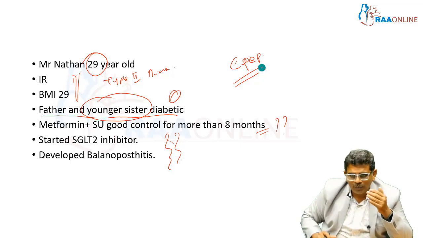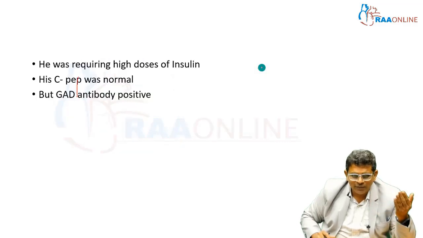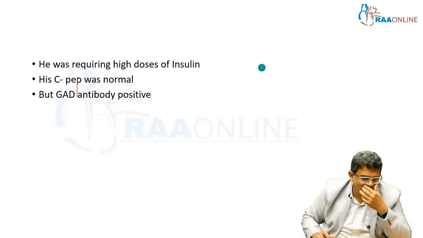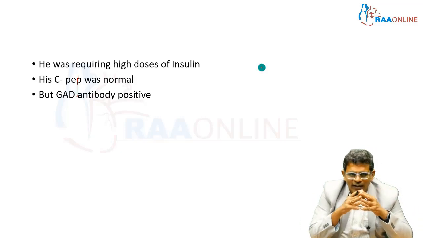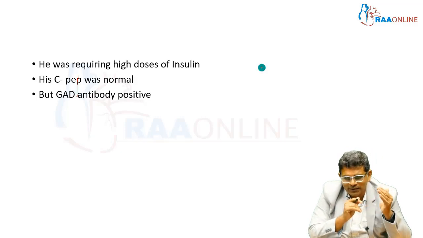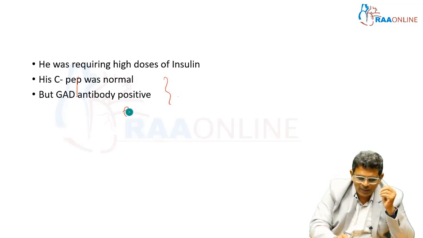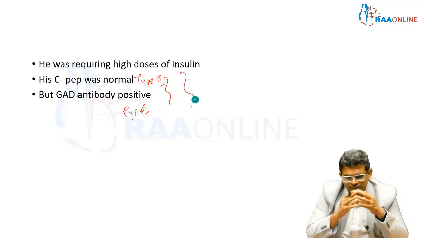But contrary to our belief, if the GAD antibody is positive, the C-peptide will be low, at least over a period of time. It may become negative. But if the C-peptide is positive, we don't expect the GAD antibody to be positive. So if the C-peptide is normal, the GAD antibody is unlikely to be positive. But in this patient, though he was requiring high doses of insulin, both these things were positive. So where are we headed? This is looking like a type 1. This is looking like a type 2. So where are we headed? This is where the confusion happened.